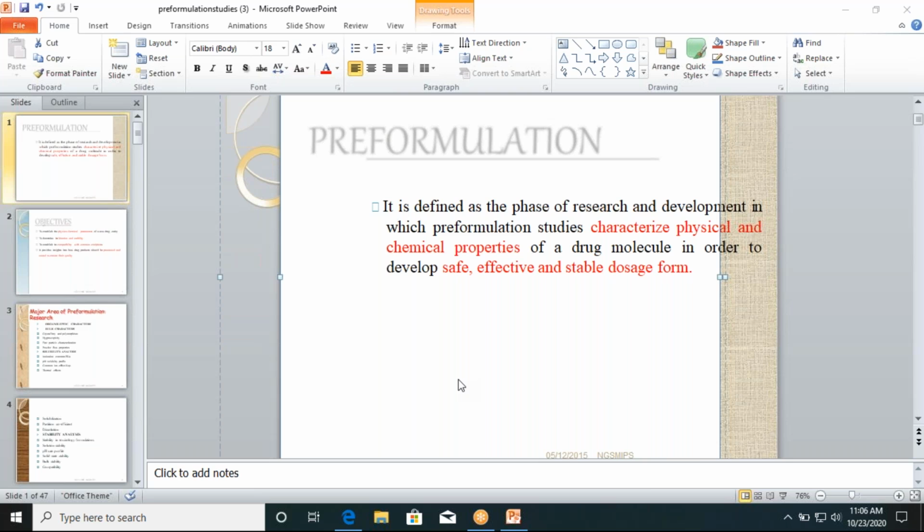Okay, so pre-formulation is a process of optimizing a drug which is mainly used in the phase of research and development. It is the process of optimizing a drug by determining or characterizing various physical and chemical properties of the drug in order to develop a safe, effective and stable dosage form. So before your actual formulation, you will be characterizing the physical and chemical properties of the drug molecule. Okay.